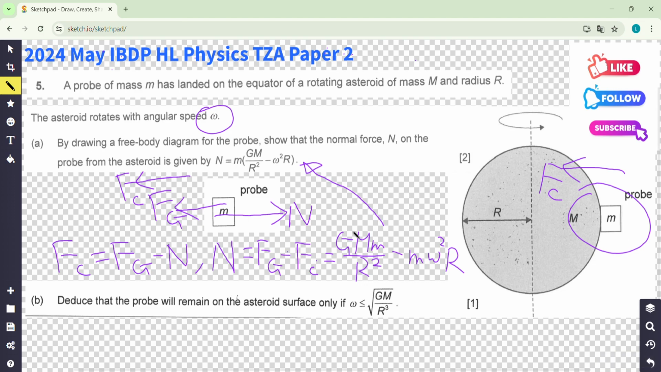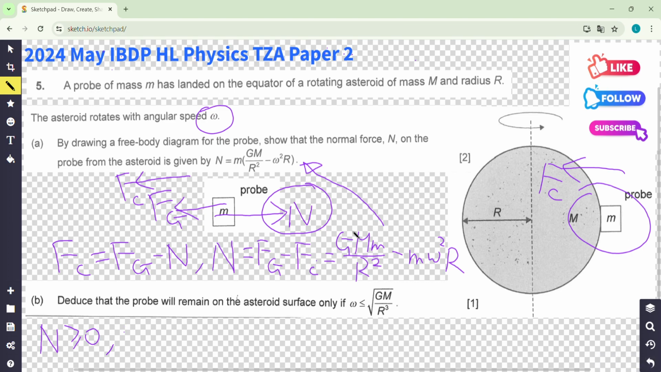Okay, next one. The question says that the probe will remain on the asteroid surface only if omega satisfies some constraint. Look here, what is the constraint? The constraint is N must be larger than or equal to 0. So you write down the constraint. Probably you get 1 mark already. This is the constraint.